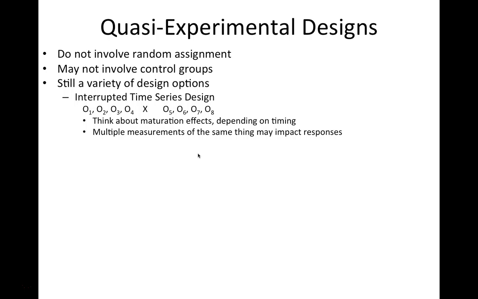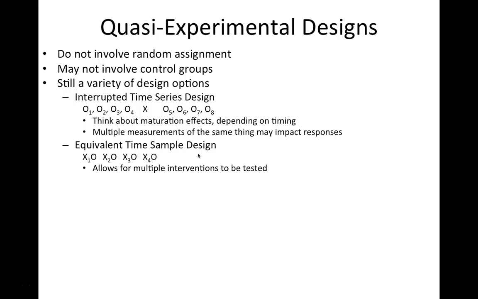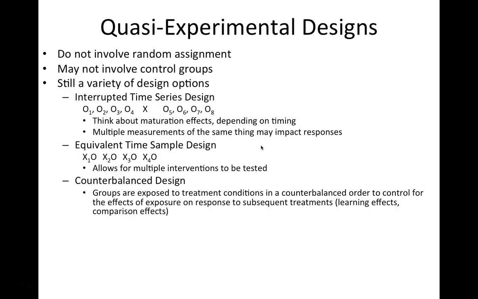We also have to consider that multiple measurements of the same variables may impact how people respond for a variety of reasons. An equivalent time samples design allows for multiple interventions to be tested. So again, this is similar to that multivariate or factorial model in which we have a couple of different kinds of things that we want to test. So we have some sort of manipulation or intervention, an observation, another one, an observation. These are sometimes used in social psychological research, and this allows us to test a variety of different interventions with the same group of people.